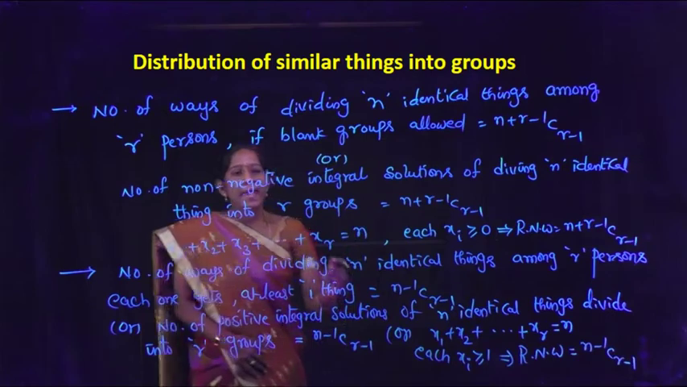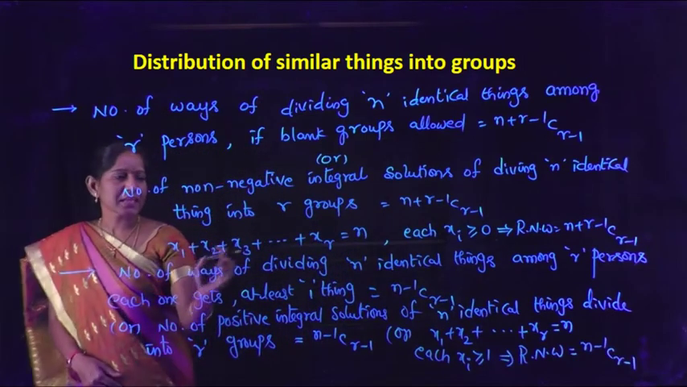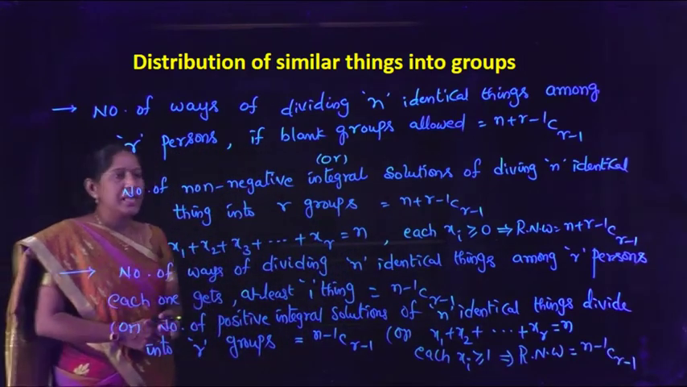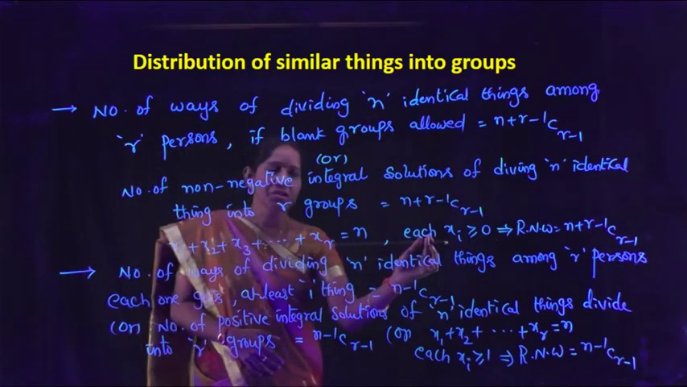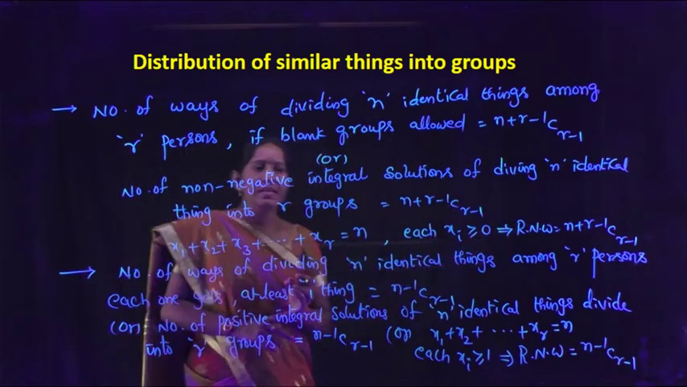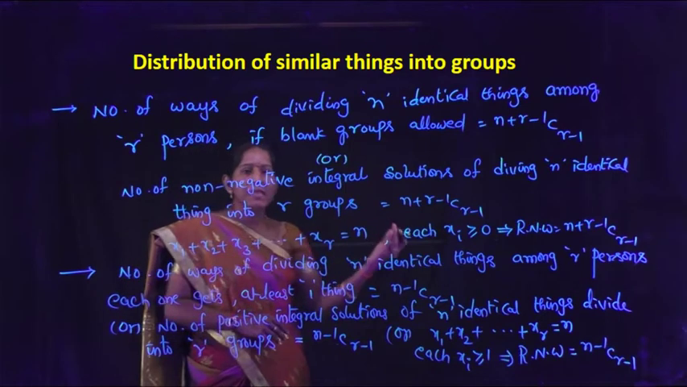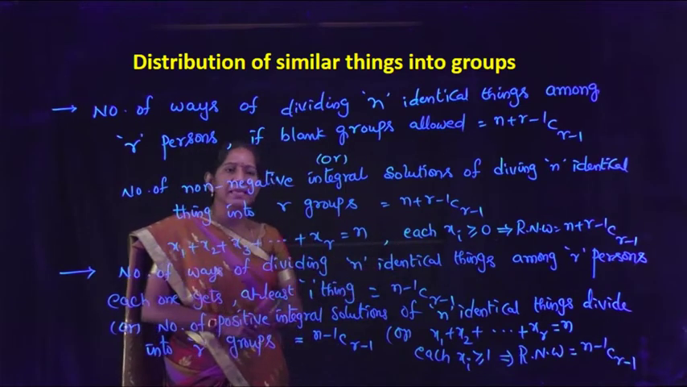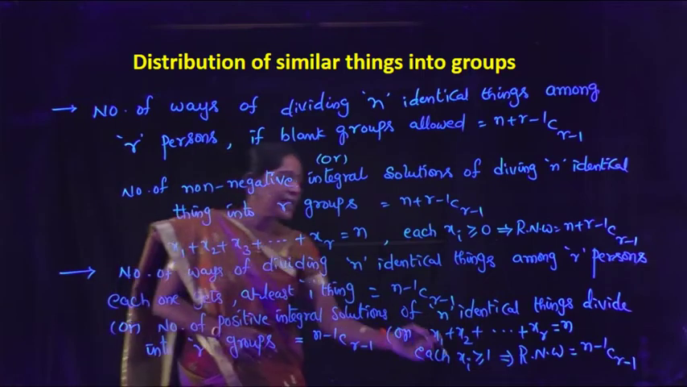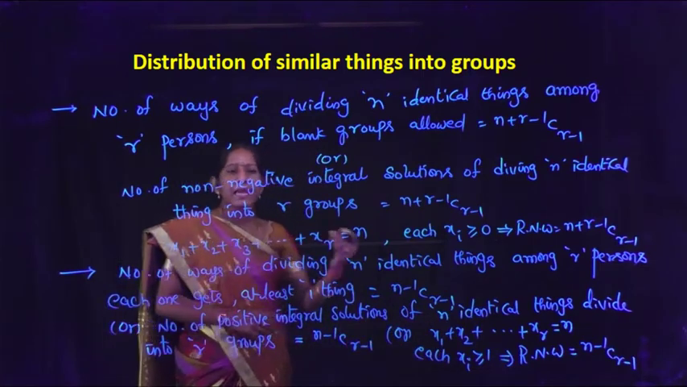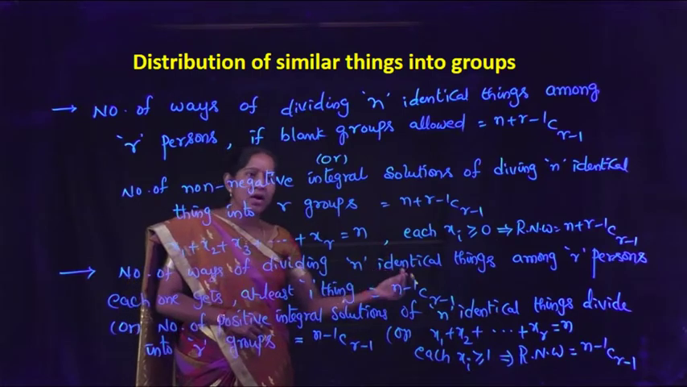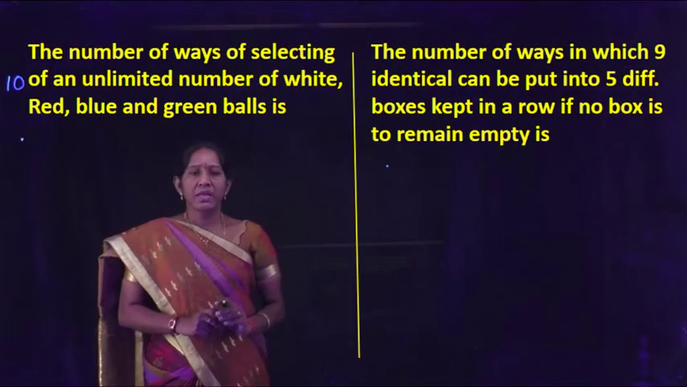So x1 plus x2 plus x3 plus and so on plus xr equal to n. Each xi greater than or equal to 0, the required number of ways is n plus r minus 1 c r minus 1. Each xi greater than or equal to 1, the required number of ways is n minus 1 c r minus 1. Come to the next problem.